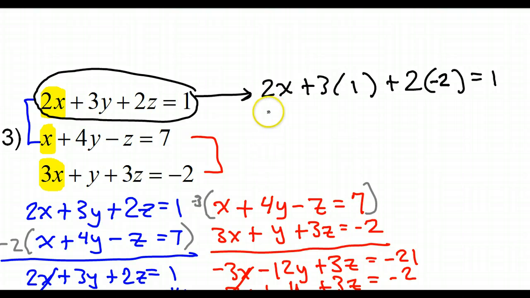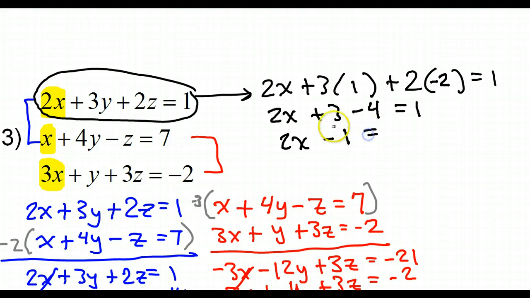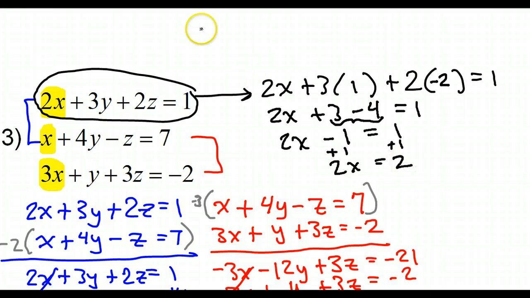Okay, so this is going to give me 2x plus 3 minus 4 is equal to 1. So that's 2x minus 1, I'm combining, is equal to 1. If you add 1 to both sides, that gives me 2x equals 2. If I divide both sides by 2, I find out that x equals 1.